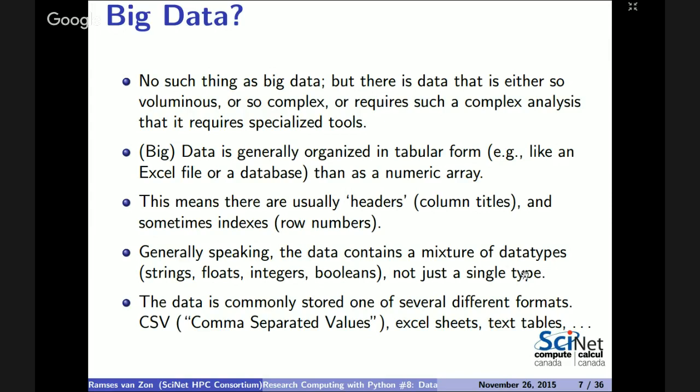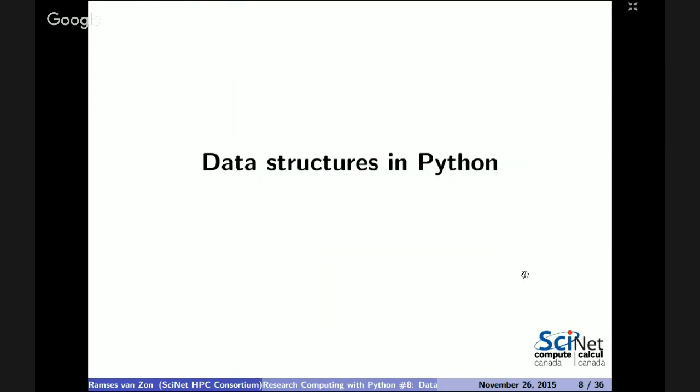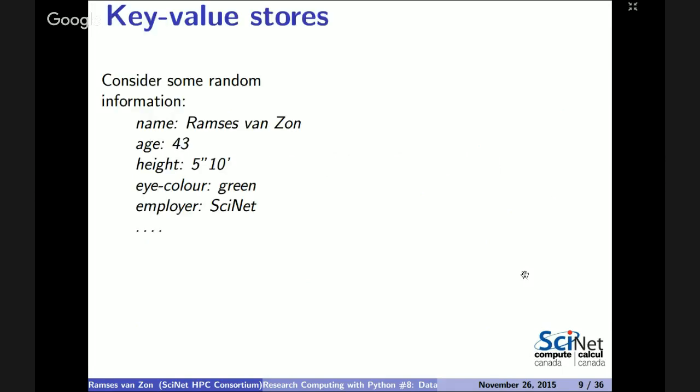And then there's all kinds of ways these things can be formatted as different file formats: comma-separated values, Excel sheets, text tables, HDF5 files. There's a big mixture. And so the fact that this is a mess is maybe what makes it mostly big. So still, sometimes these things are not as structured. And so what are some of the options we have in Python to represent data like that?